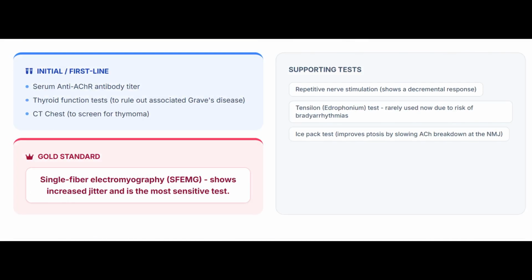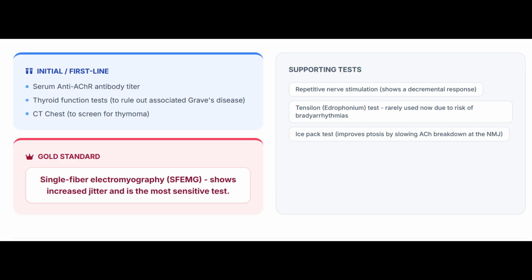Now, let's look at the diagnostic workup for myasthenia gravis. Our first-line investigations begin with serum anti-acetylcholine receptor antibody titers. We also include thyroid function tests to rule out associated Graves' disease and a CT of the chest to screen for thymoma. The gold standard for diagnosis is single-fiber electromyography, or SFEMG.